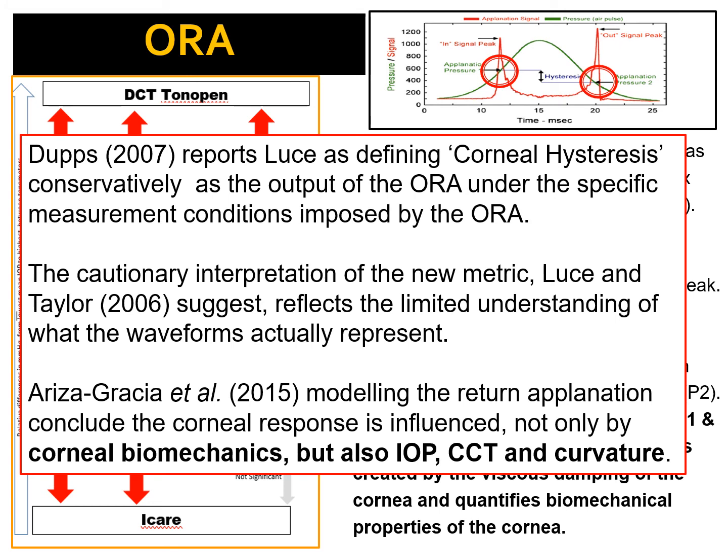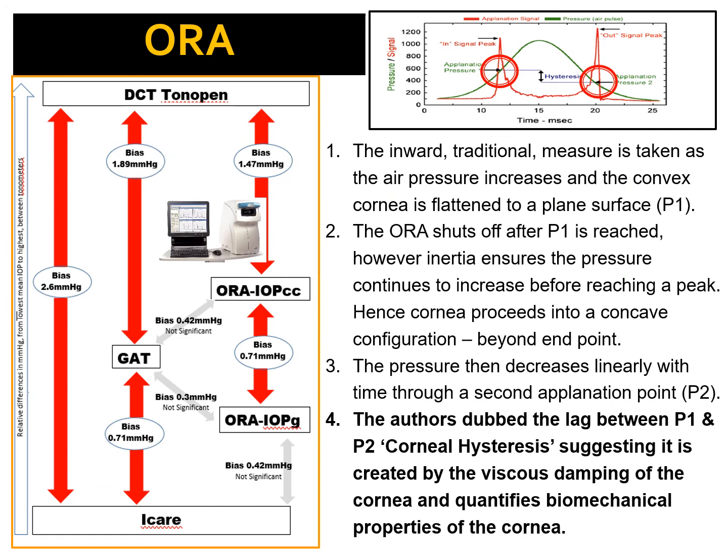But certainly the cautionary interpretation of the new metric by Luce and Taylor reflects the limited understanding. This was back when they first came up with it, back in 2006. The limited understanding of what the waveforms actually represent. So they didn't understand it, they observed it and then decided that they could interpret it in a certain way. And I do think the interpretation is up to a certain level of debate. These other authors, modelling the return applanation, conclude the corneal response is influenced not only by corneal biomechanics, but by the IOP pushing backwards, the CCT, the curvature, and it's bound to be, in my opinion.